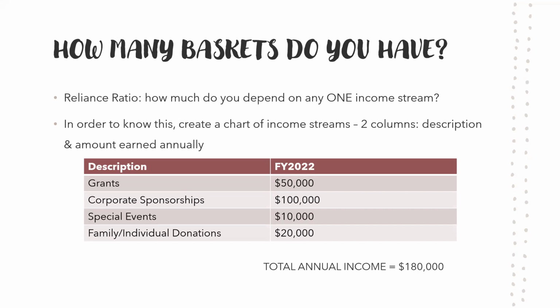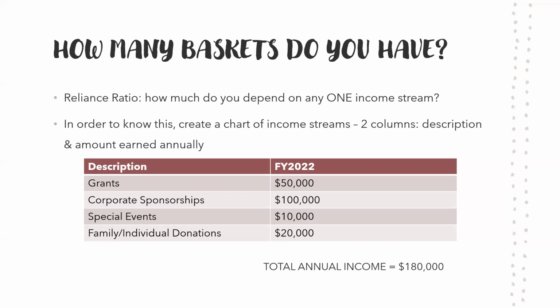So for this fictitious organization, their annual budget is made up of grants, corporate sponsorships, special events, and family and individual donations. And you can see here their total income for the year is $180,000. So what we're going to do here when we get to the next slide is we're going to take the largest income stream, and that would be corporate sponsorships.